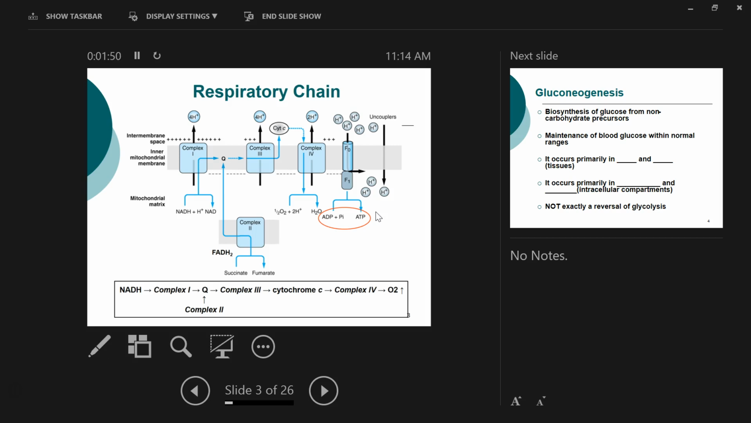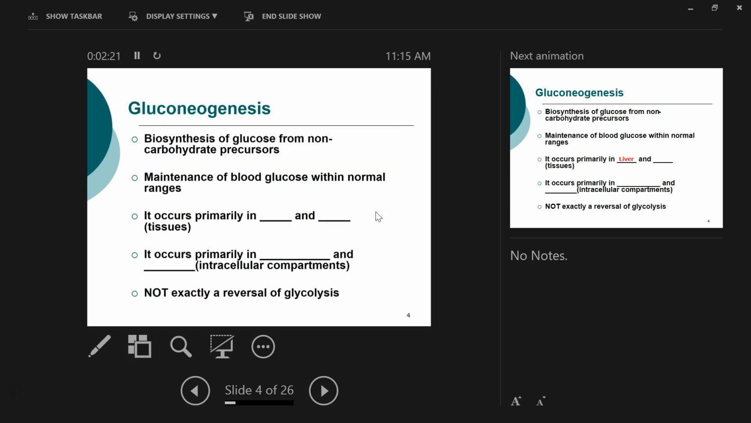So NADH transfers the electrons to complex 1 and then 3 and 4. So one NADH molecule is able to produce 3 ATPs, right? And FADH2 bypasses complex 1 and only goes through complexes 3 and 4, so it only produces 2 ATPs, right? This is just a general concept about it.